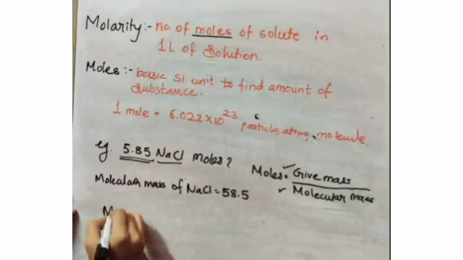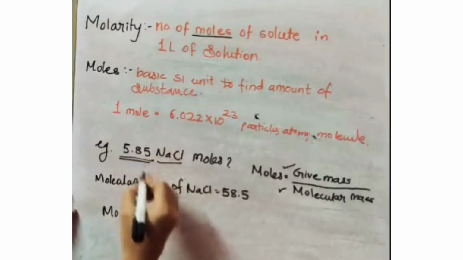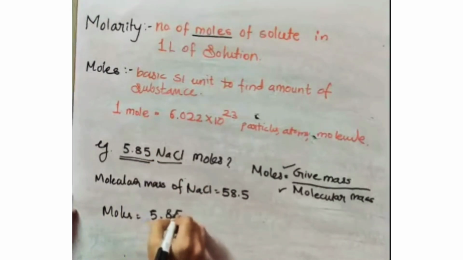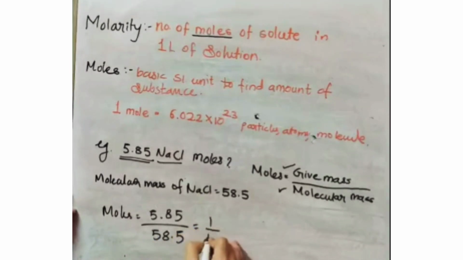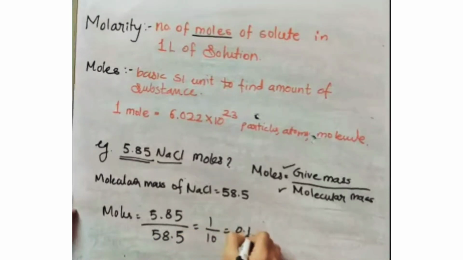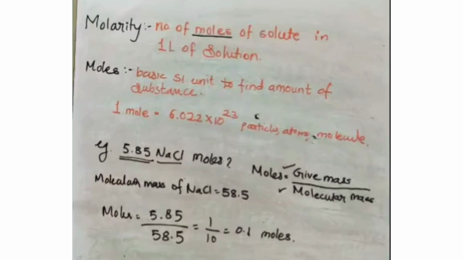So we will use it to find how many moles. It will be the given mass, 5.85, divided by 58.5. As we can see, it is 1/10th of this. So it will be 0.1 moles. So how many moles will be there in 5.85 g of NaCl? 0.1 moles. So this is how we are going to find out moles in a particular given solution or mixture. So write it down fast.